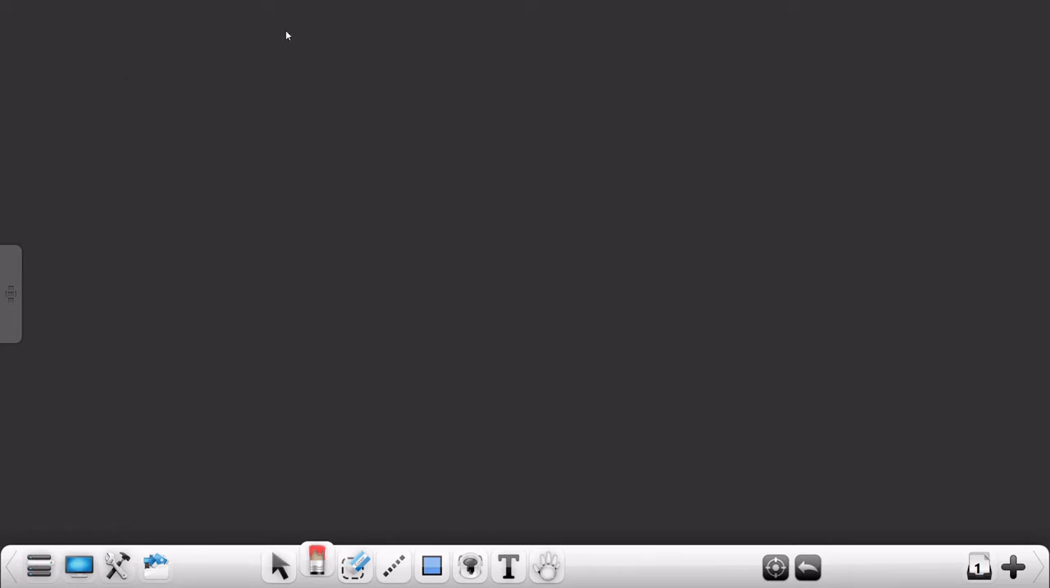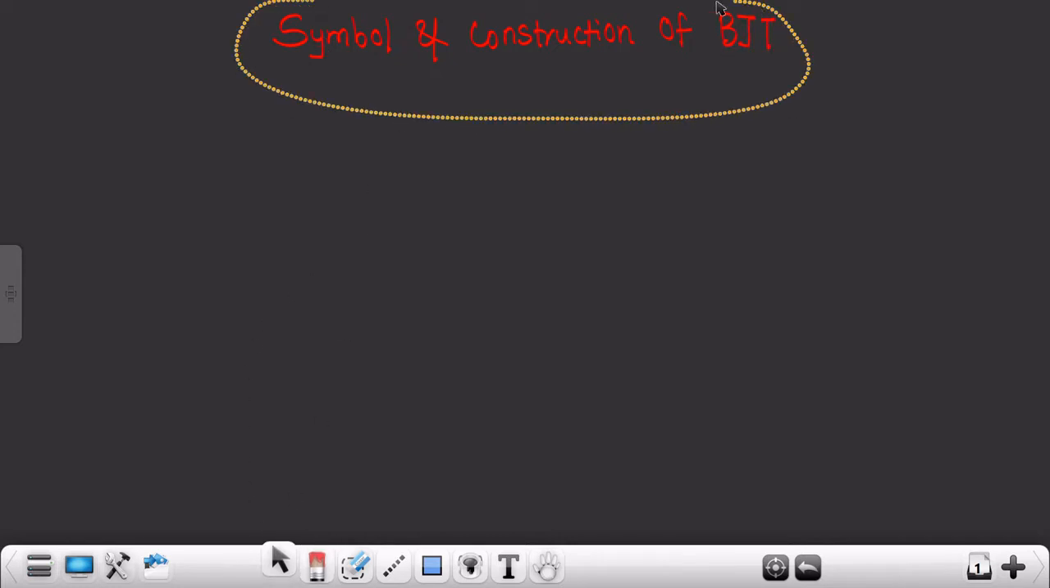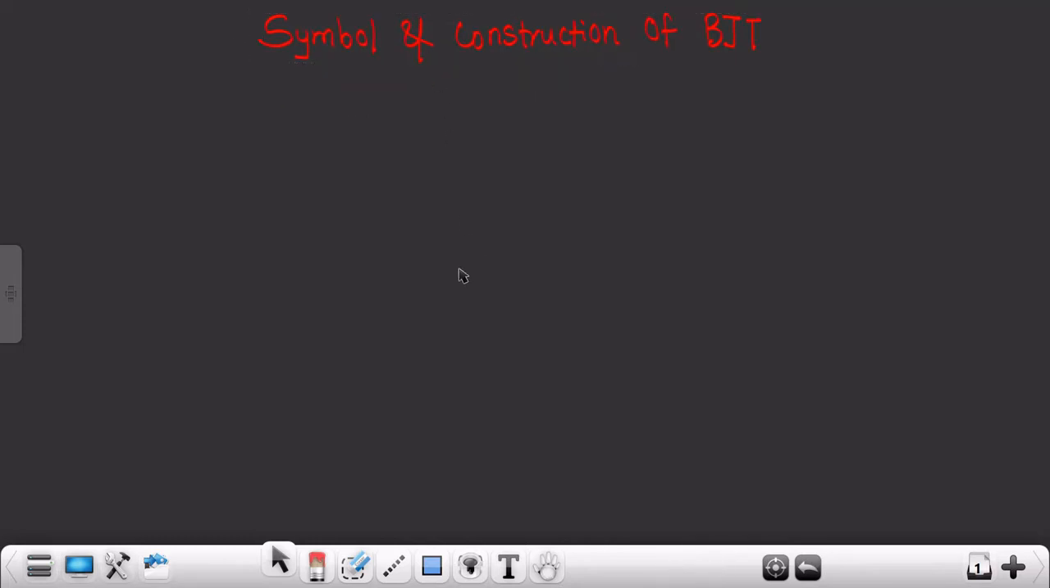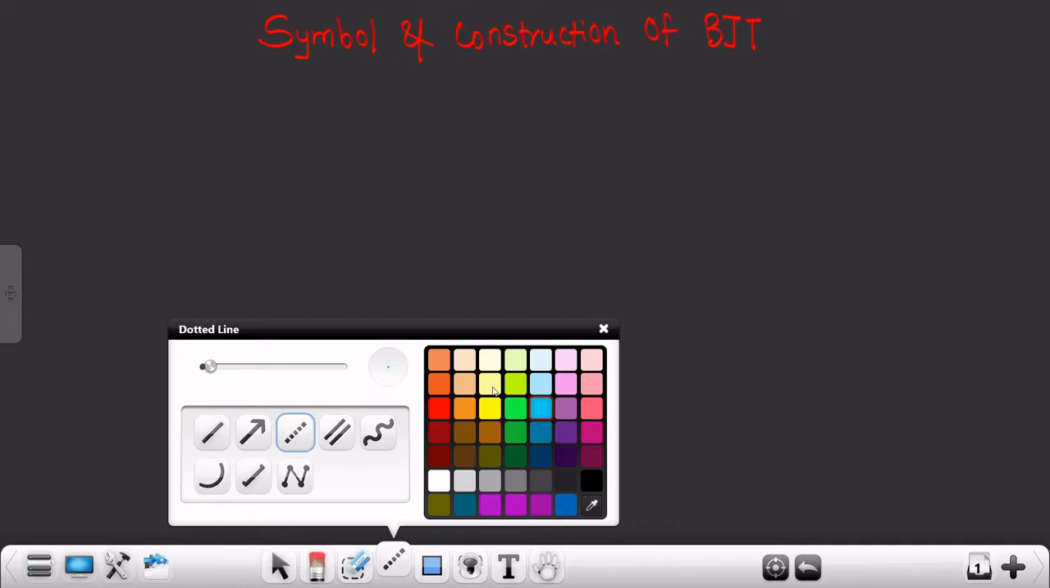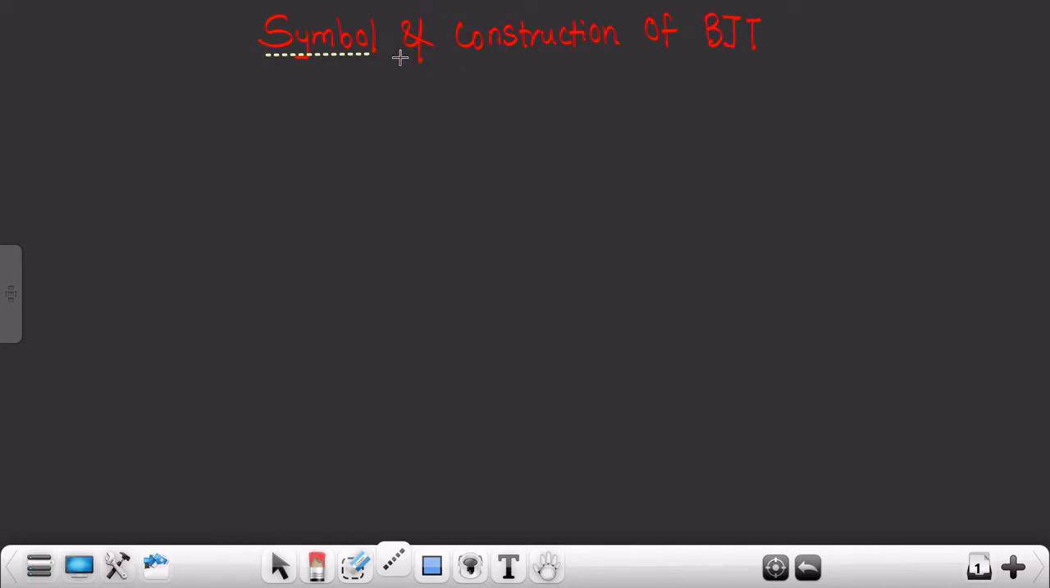to see the symbol and construction of BJT transistor. So in this particular lecture we are going to see symbol and construction of bipolar junction transistor, or BJT in short. Let me just take this particular thing somewhere over here and highlight it, and then we are good to go. Yes, let me just highlight this whole of the things. Symbol and construction of BJT or bipolar junction transistors.